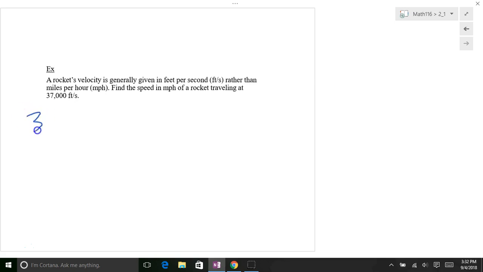All right. So here, let's take a rocket for a minute, which is given in feet per second. So this time we have 37,000 feet per second. That's how fast this rocket's traveling, and let's do it to miles per hour now. So we're going to go the other way. Before we went miles per hour to feet per second, now we're going to go feet per second to miles per hour. So I got to cancel my feet.